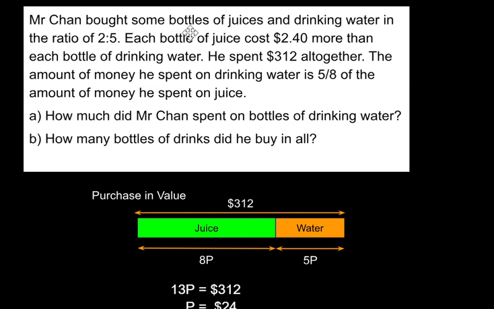Mr. Chan bought some bottles of juice and drinking water in the ratio of 2:5. Each bottle of juice costs $2.40 more than each bottle of drinking water. He spent $312 altogether. The amount of money he spent on drinking water is 5/8 of the amount of money he spent on juice. A, how much did Mr. Chan spend on bottles of drinking water? And B, how many bottles of drinks did he buy in all?